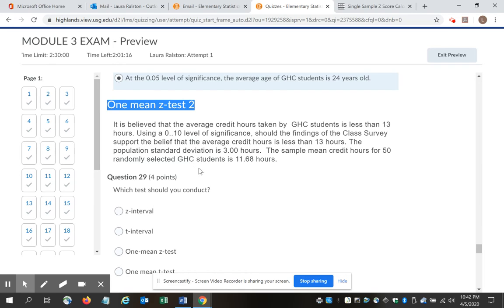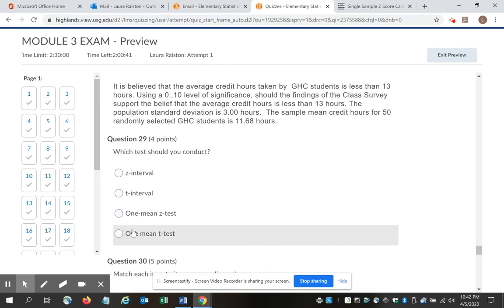It is believed that the average credit hours taken by GHC students is less than 13 hours. Using a 0.10 level of significance, should the findings of the class survey support the belief that the average credit hours is less than 13? The population standard deviation is 3. The sample mean credit hours for 50 randomly selected students is 11.68 hours.